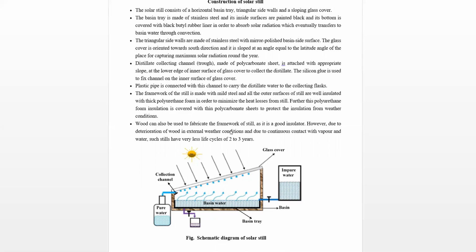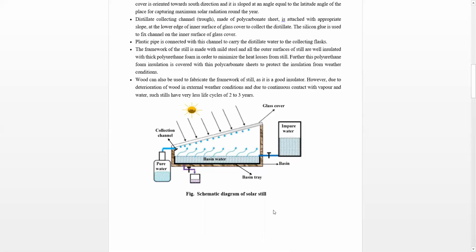Wood can also be used to fabricate the framework of the still, as it is a good insulator. At the outside of the steel framework, wood can also be used, because wood, as we all know, is a good insulator, so it will prevent heat losses from the sides. However, due to deterioration of wood in external weather conditions and continuous contact with vapor and water, such stills have a very short life cycle, 2 to 3 years. So if wood is used as a framework, the life cycle will be very low, because wood gets deteriorated with time due to extreme outside weather conditions.